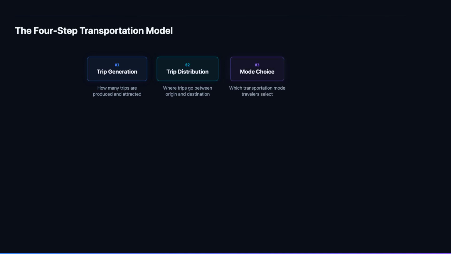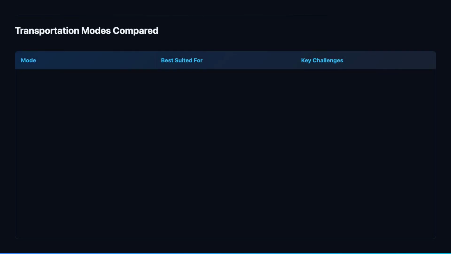Mode choice modeling predicts whether travelers will drive, take transit, cycle, or walk for each trip. Route assignment places trips on specific roads and transit lines, revealing where congestion will occur. Each transportation mode has distinct strengths, and effective planning leverages the right mode for each context.